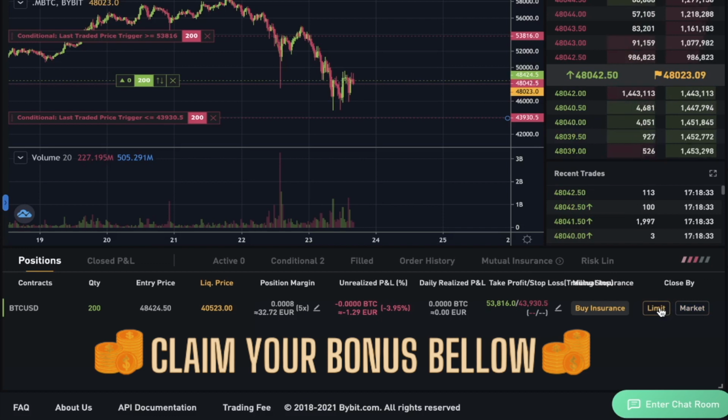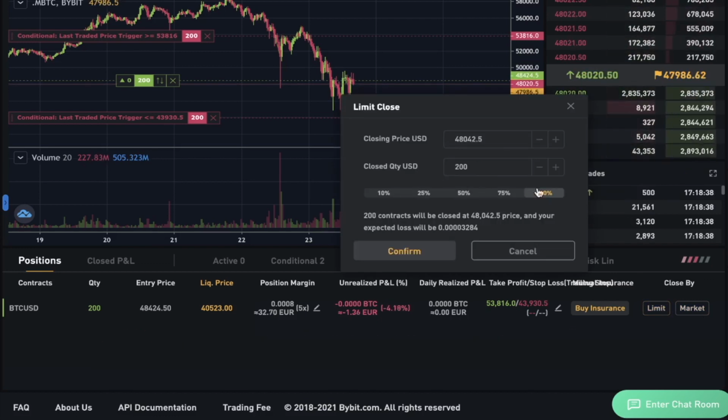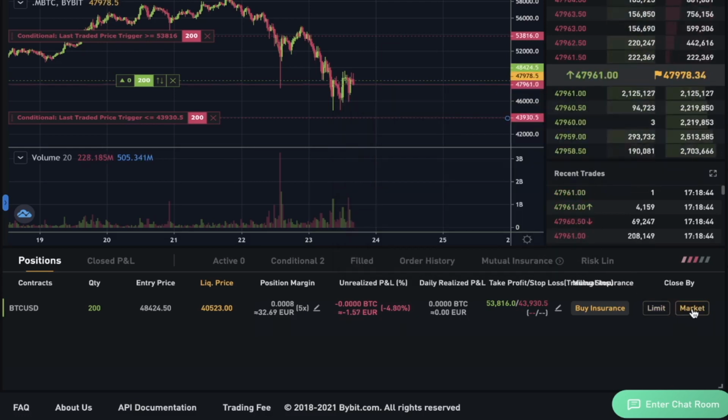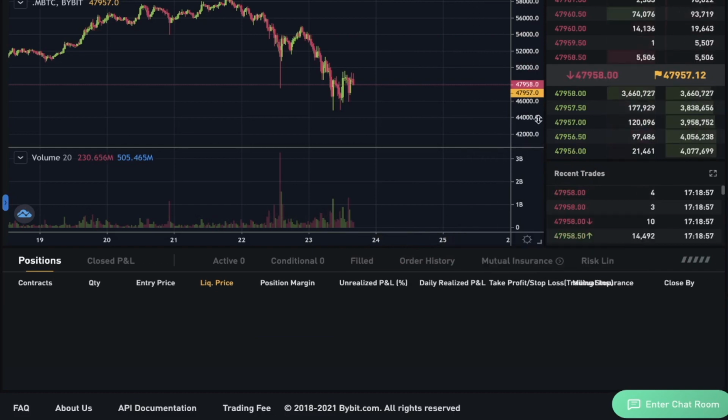market order. If you press limit order, this will tell you what price you want to close and how many contracts you want to close. If you want to close 50% of your trade or 100%, but if you want to close straight away, you would press market order 100% of the trade and confirm, and then your order will be out of the market straight away.